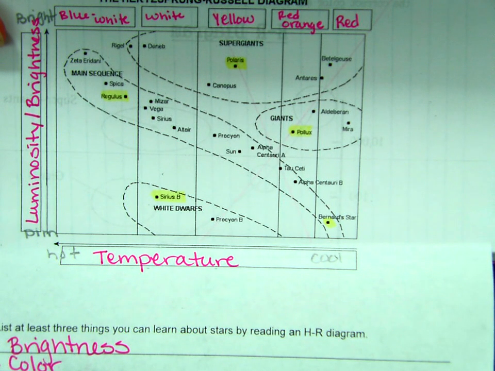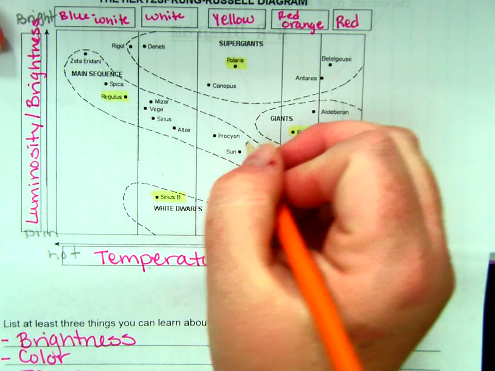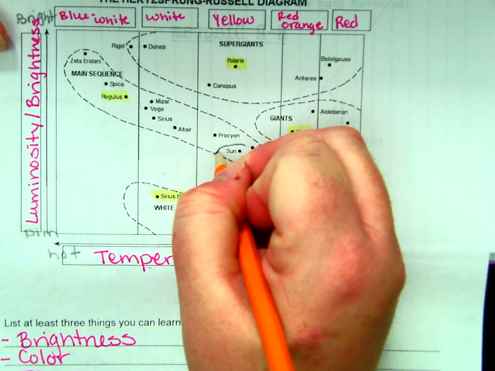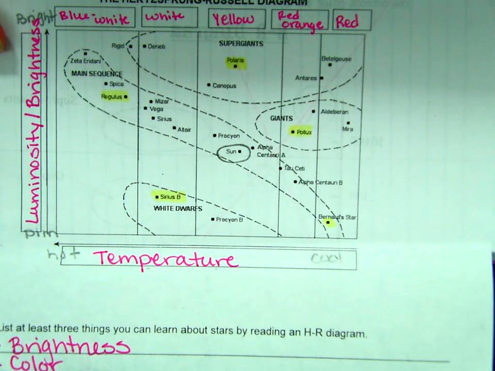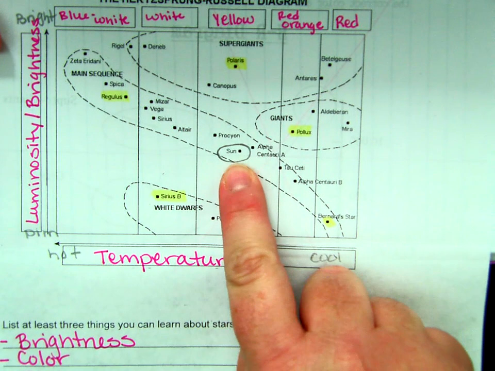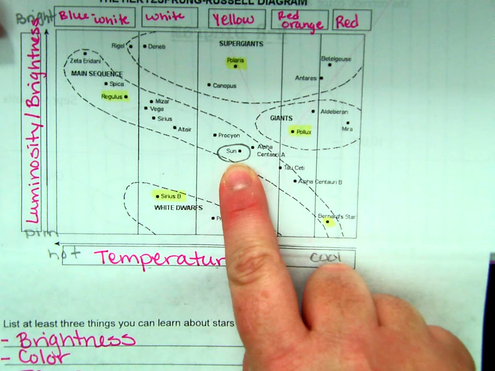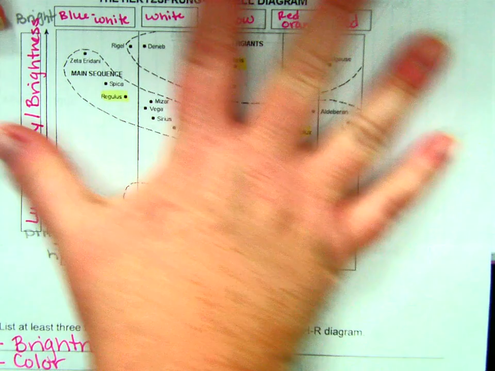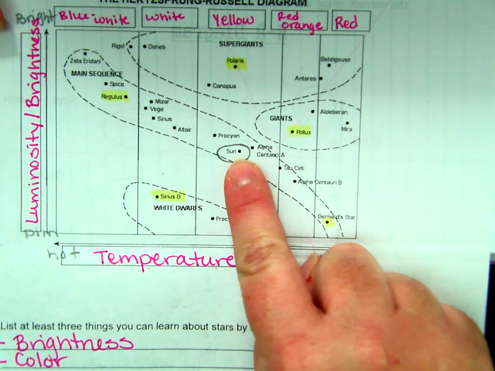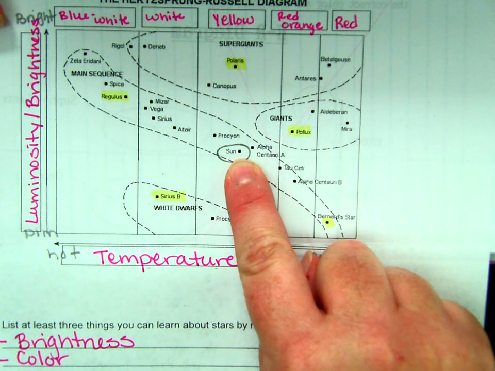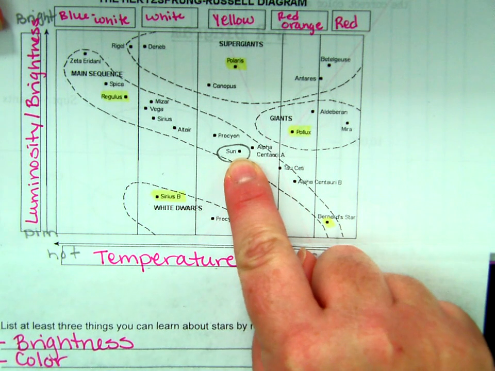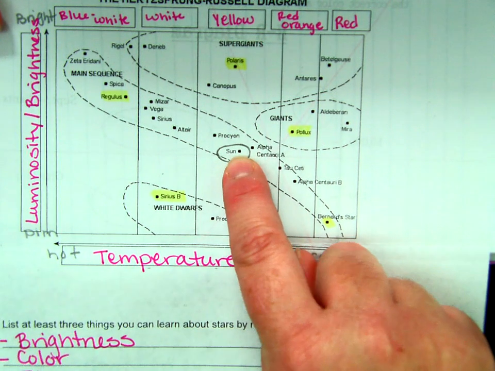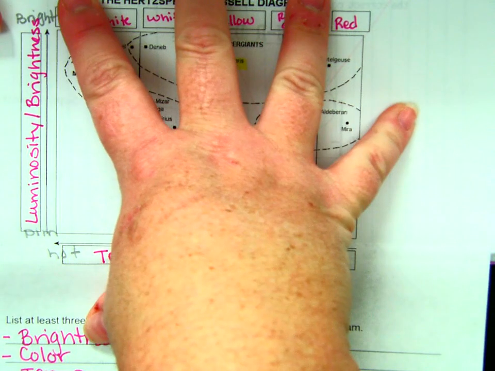Now, I have a few highlighted here, and these are just ones that I wanted to point out to you guys. And I noticed I forgot to do the very important one, which is right here. This is our sun, and that's its proper name, sun. And scientists base this whole chart on our sun. Because it's the closest to us and it's the easiest one to measure, they take our sun and base the rest of it off of that.